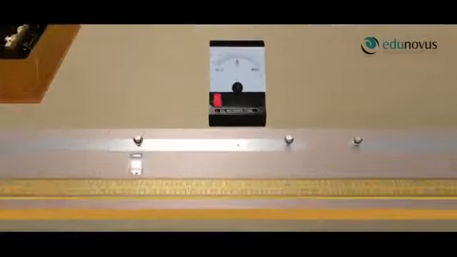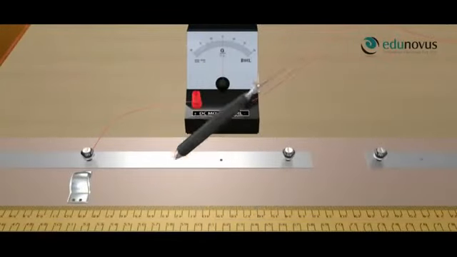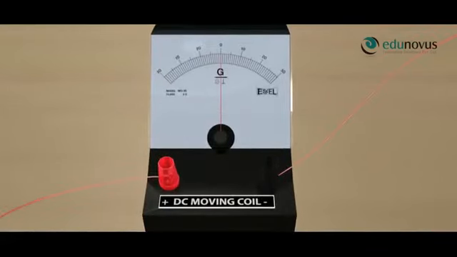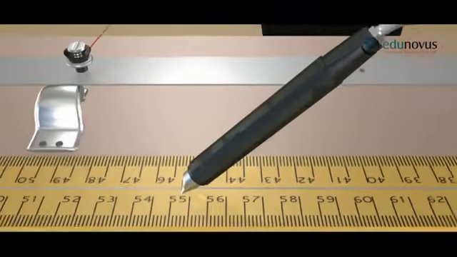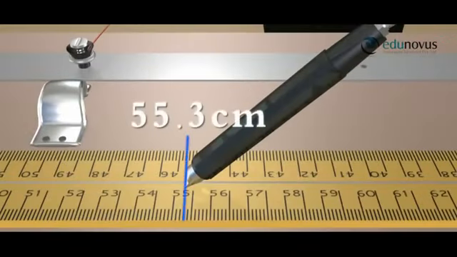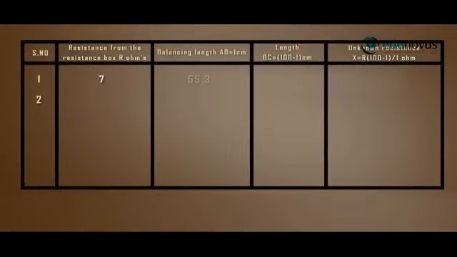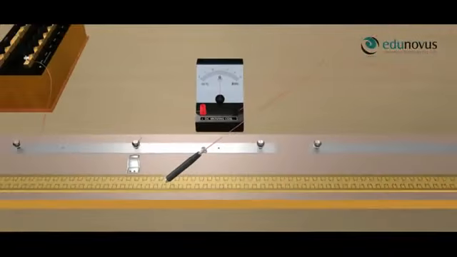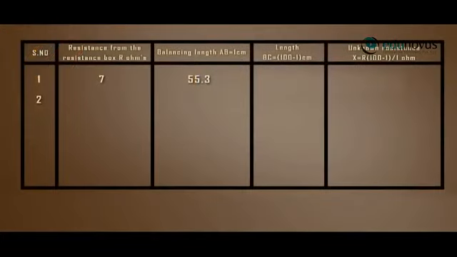Now, take the jockey and touch the meter bridge wire at different positions till the galvanometer shows 0 deflection. As you can see, the galvanometer shows null deflection. So, let us measure the length of the wire. It is 55.3 centimeters. For example, tabulate this value under balancing length AB is equal to L centimeters. Therefore, calculate the length BC, that is 100 minus L, which is 44.6 centimeters.